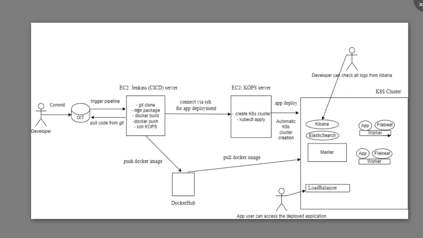The code will be pulled, and in this case, we are developing a Spring Boot application. As it is Java code, the Jenkins server will first clone from GitHub, and then it will package all the Java files, and then build a Docker image. After building the Docker image, it will push it to Docker Hub, and then as it's ready to deploy, we'll deploy our Java application to a Kubernetes cluster.